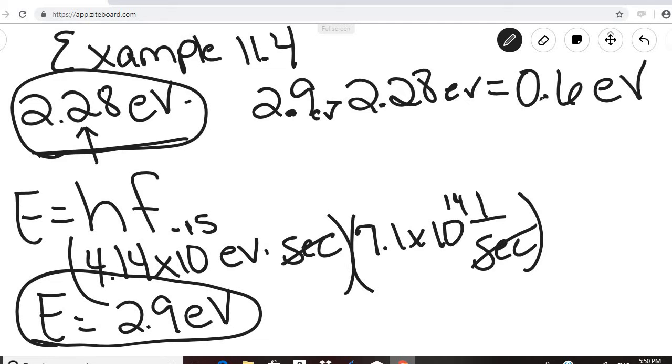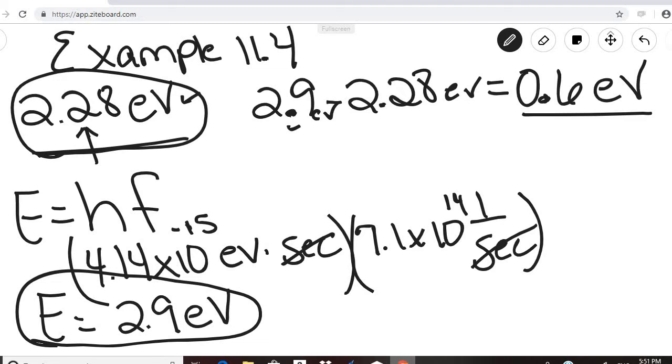It takes this much for them to break free. It had this much, and so the maximum energy that those electrons could possess would be 0.6 electron volts, because not every collision is going to result in all of the energy being transferred to an electron. So this would be the maximum amount. Some of them would be less.